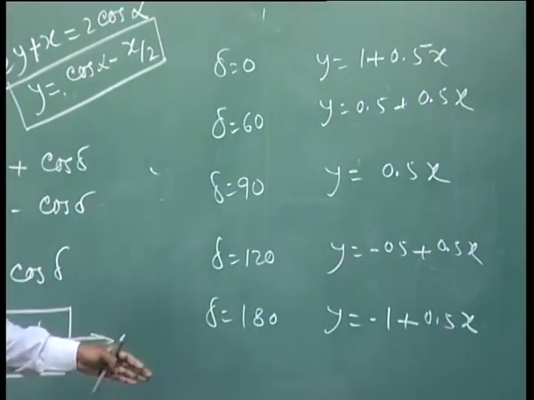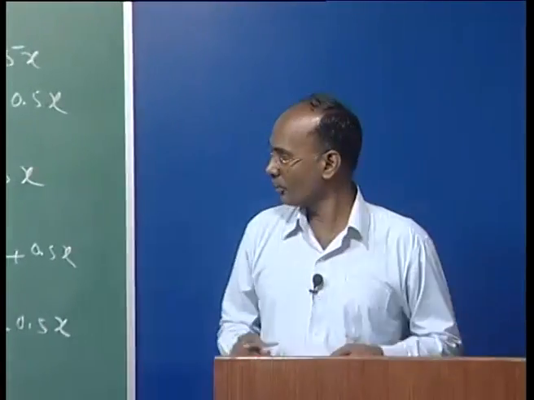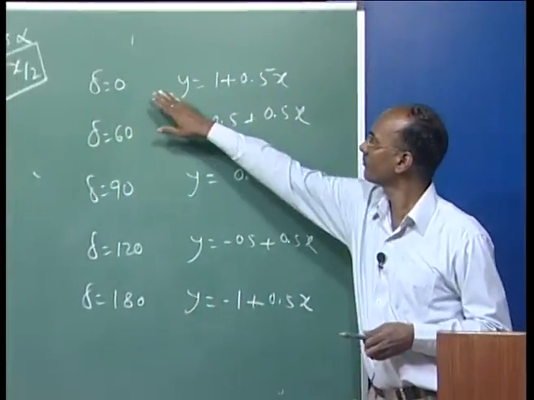So these are the characteristics for the different values of delta, and here it will be positive. So we can start from here.